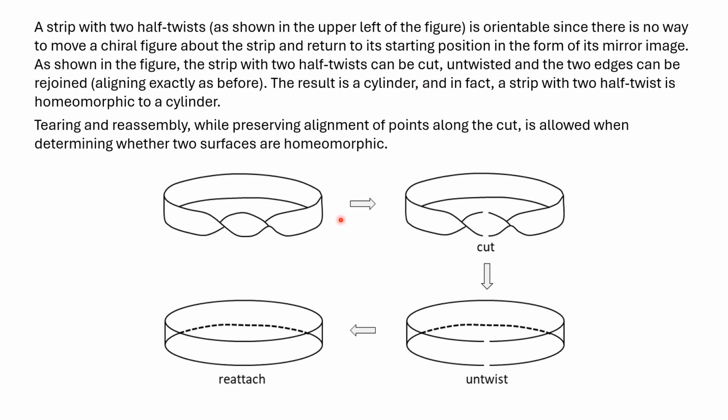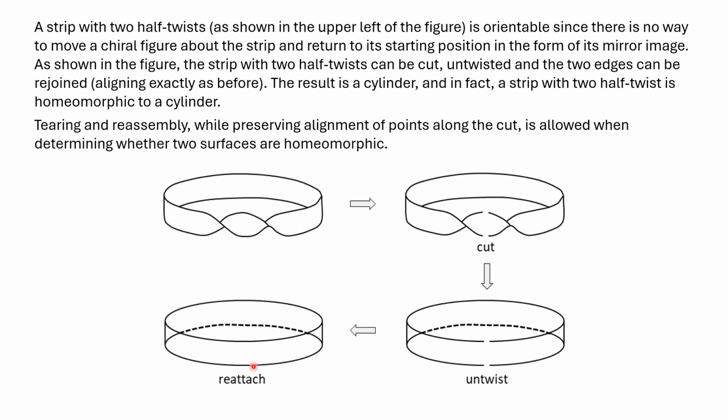And there's a second way of showing that. We can make a cut, then untwist the strip, and then rejoin exactly along the point, rejoin the points exactly as they were, and then reattach, and we get a cylinder, which, as we mentioned before, is orientable.